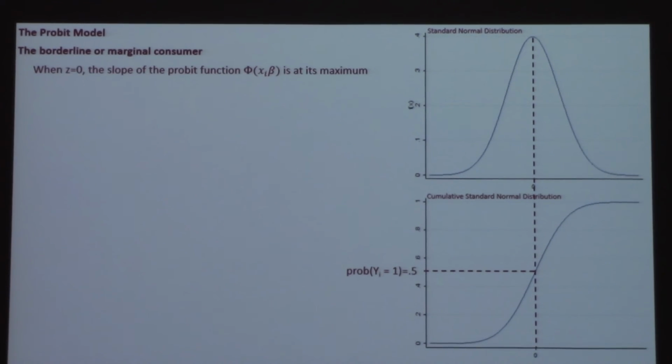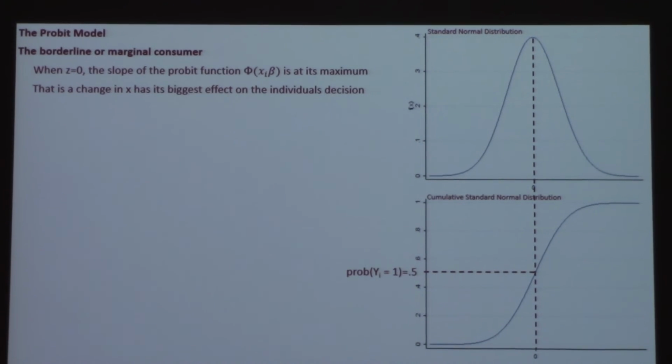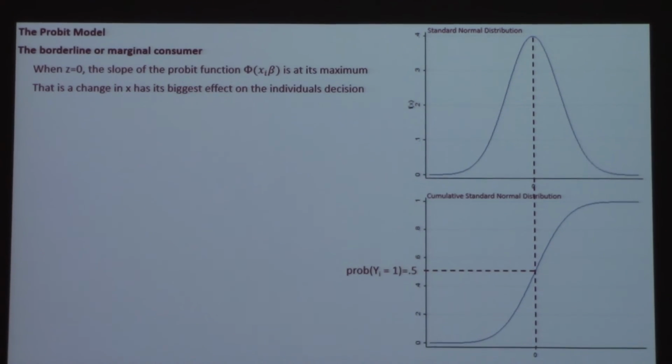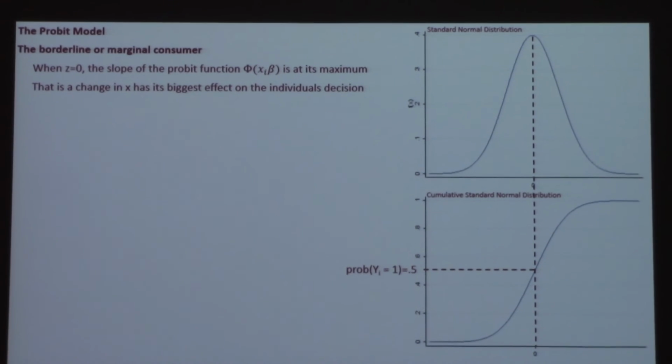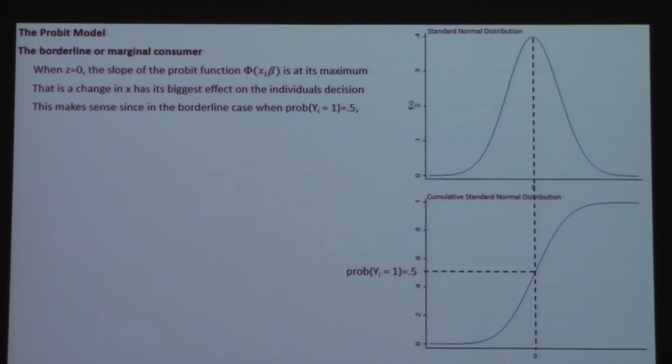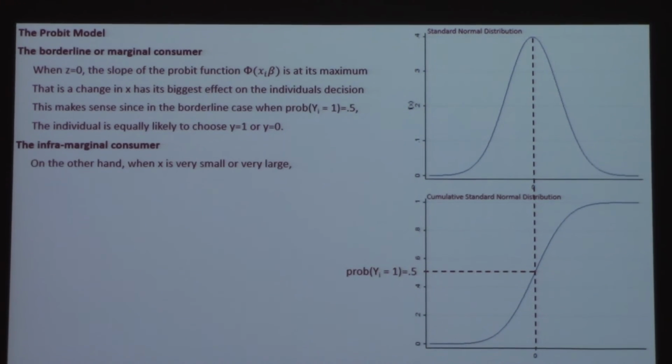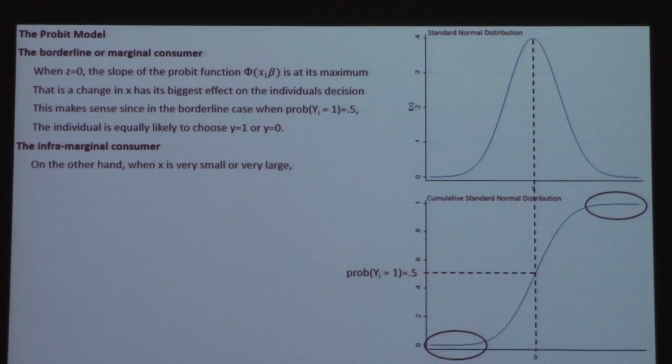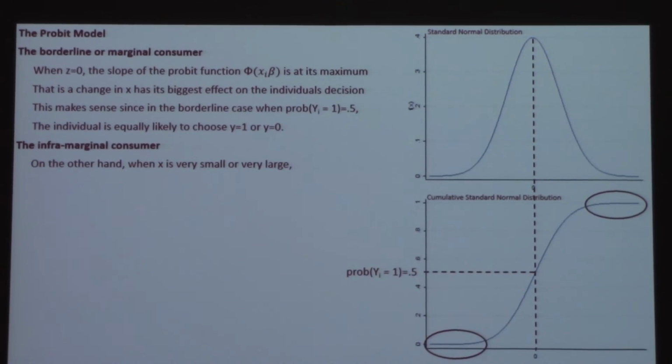And we'll see that. We can see the opposite of that in the flat areas. So we know at the borderline case, the independent variables have their biggest effect. You're equally likely to do either. You're flipping a coin. Let's consider the opposite of the borderline case, the inframarginal case, where the opposite is true. The independent variables have very little effect on your decision to buy. And that would be at these corners.